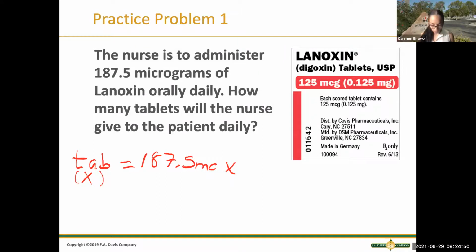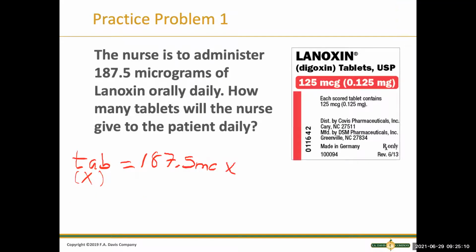And then what's my next component? I have two so far. I have the order, the desired amount, and the unknown, right? Now I need my dosage strength. So what would my dosage strength be?